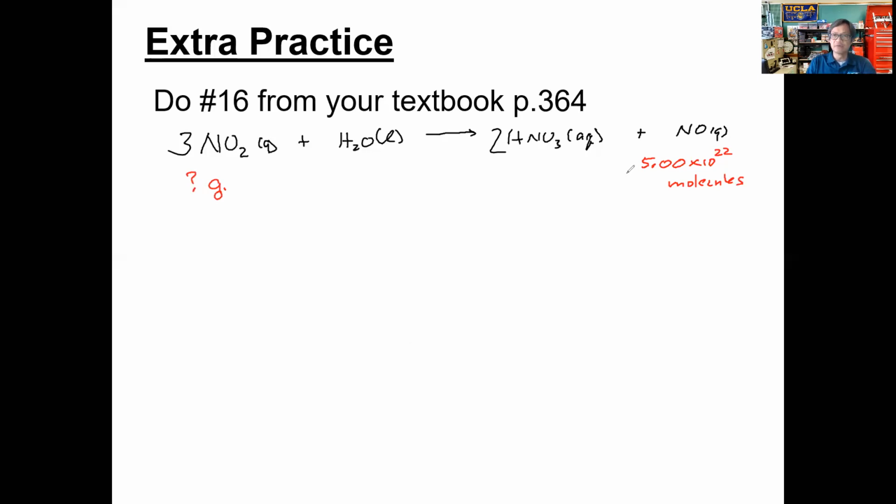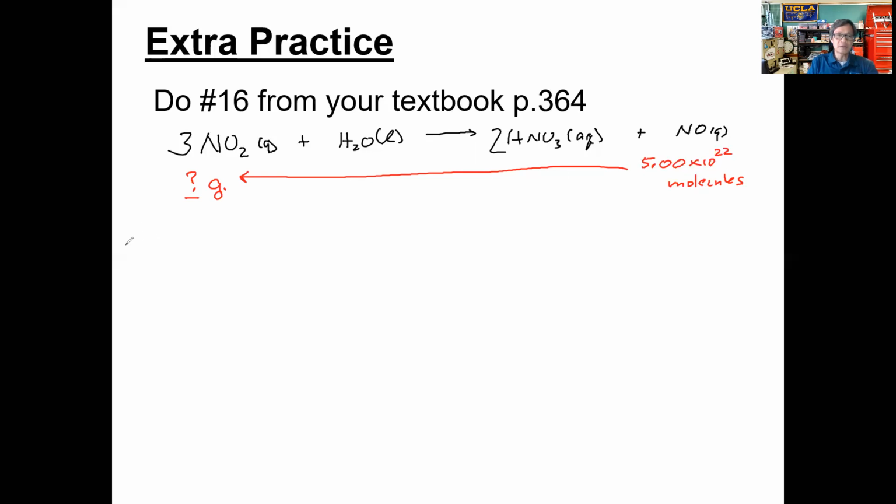So the conversion here, folks, is that they give you the amount of one of the products in molecules, and they want you to convert that and find out how many grams of nitrogen dioxide to start out with. This is what you're solving for, this is what you are given, and we just need the conversion factors to get there. So let's go ahead and write that out.